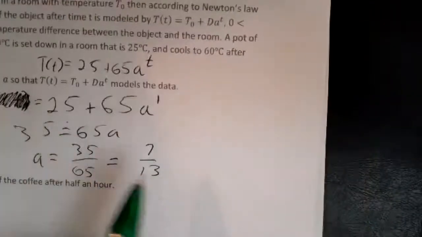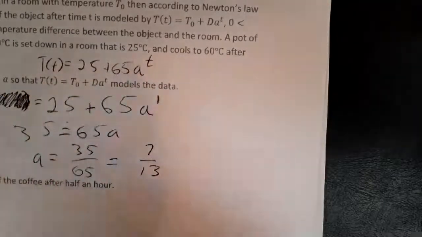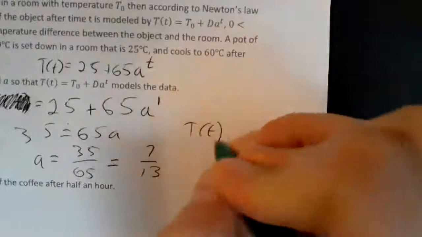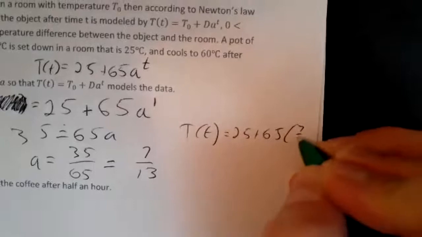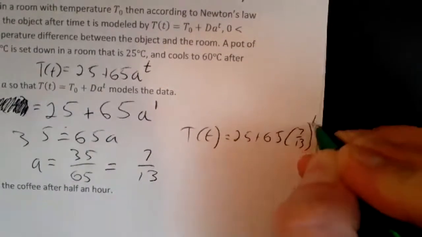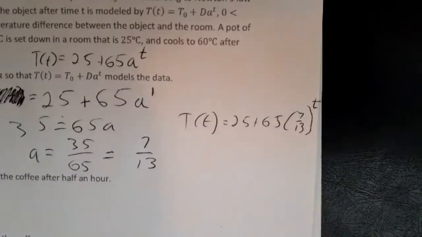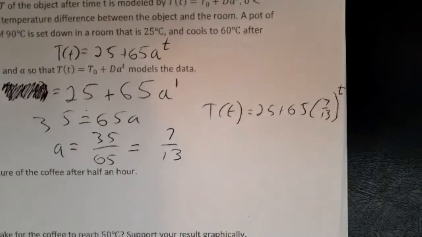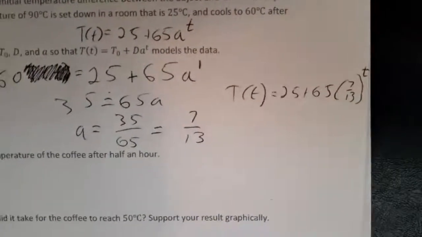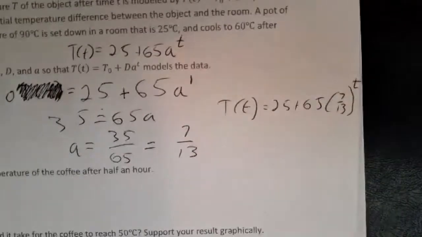Okay, so anyway, we have our A. We have this formula that was almost plugged in. So T of t equals 25 plus 65, and my A is the 7/13, and now I'm putting in my lowercase t. Now I have my general formula, and if they give me anything else about this scenario, I can find out what the temperature of the coffee is after however many hours, right? And we're talking about this specific coffee pot now.